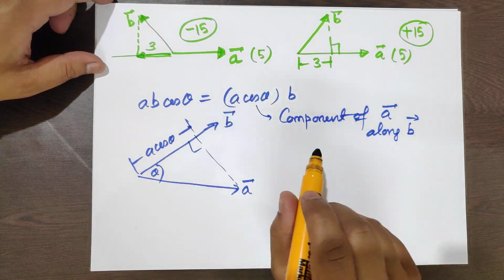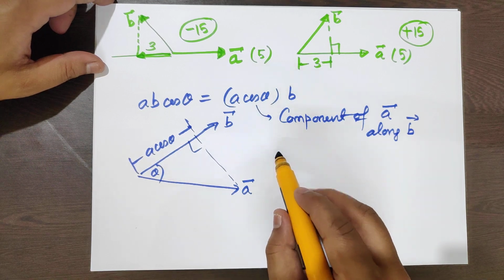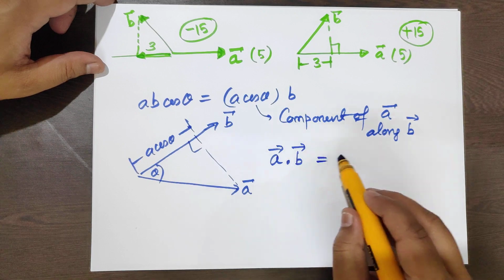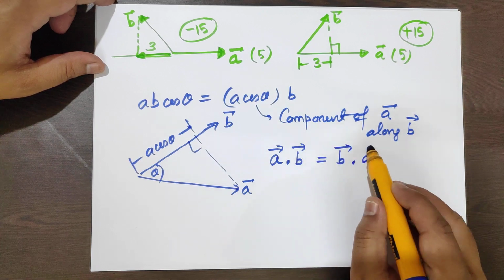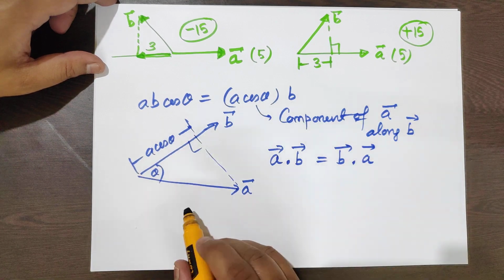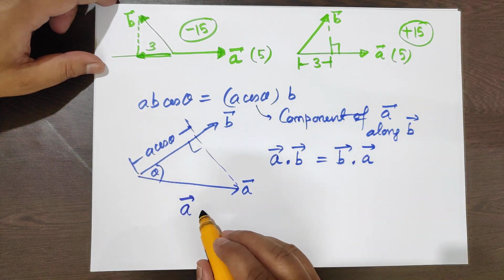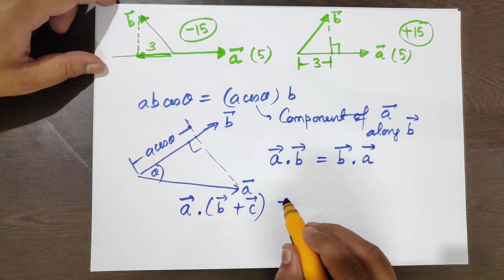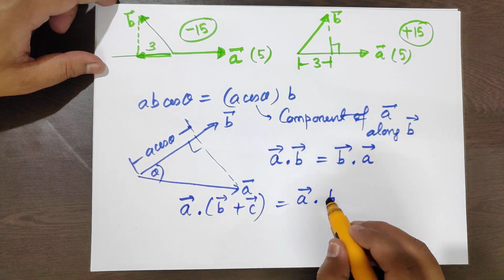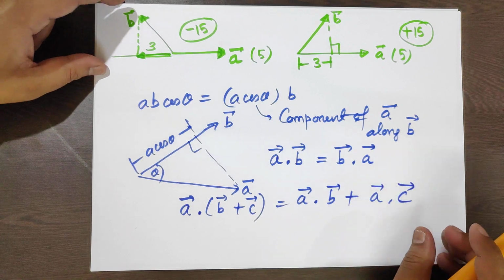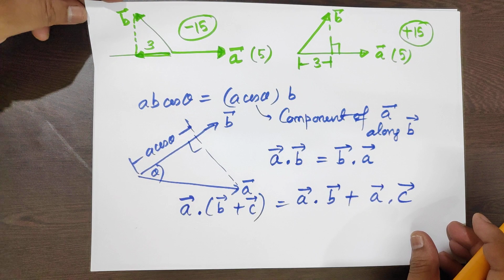So the dot product a dot b will be the same as b dot a, so it follows the commutative law, and it can be proved also that it follows the distributive law as well. So a dot (b plus c) will be a dot b plus a dot c. This you can verify.